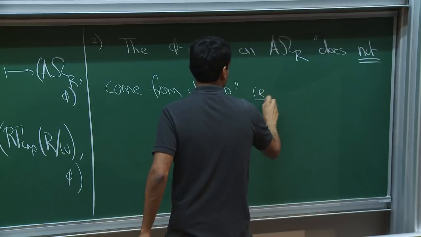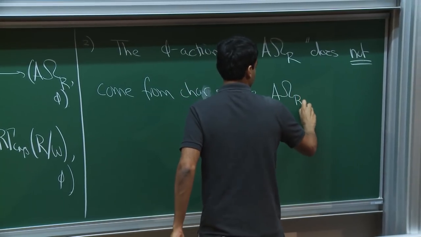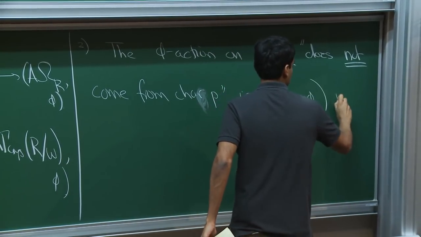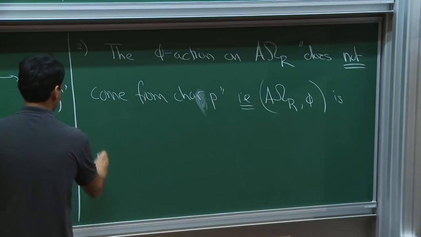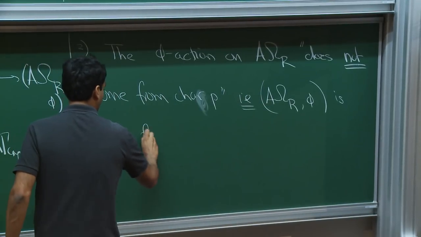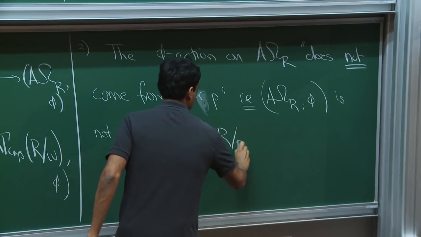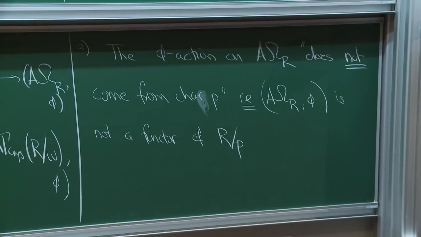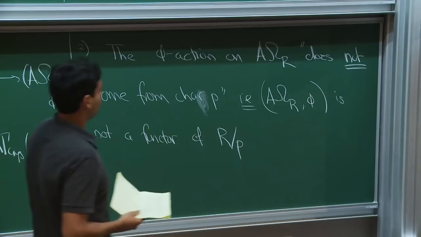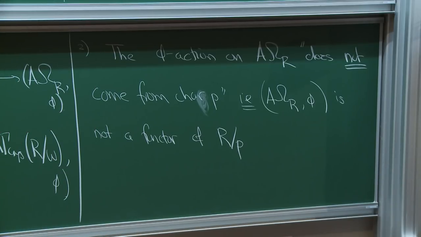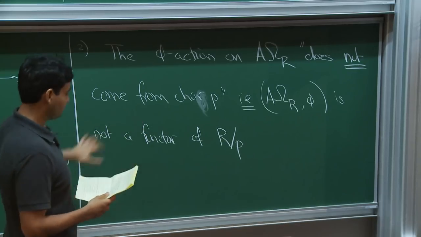What I mean is that this pair is not a functor of R mod p. R mod p would be the natural object associated to R, which has a Frobenius on it. But the output is not a functor of the R mod p guy. There are concrete examples of things which are the same mod p but have different étale cohomologies for the generic fiber. And so this is just completely false.